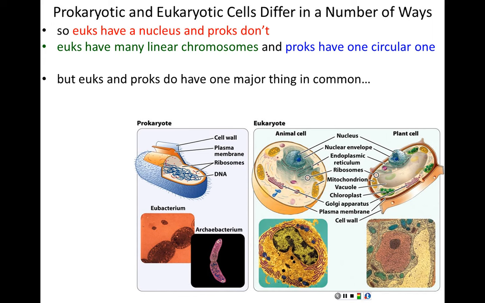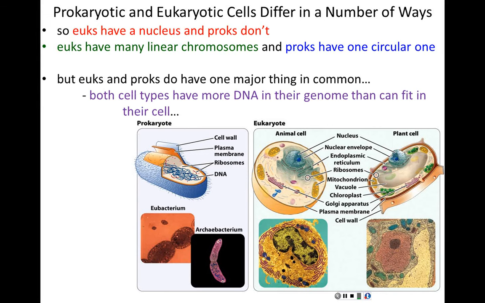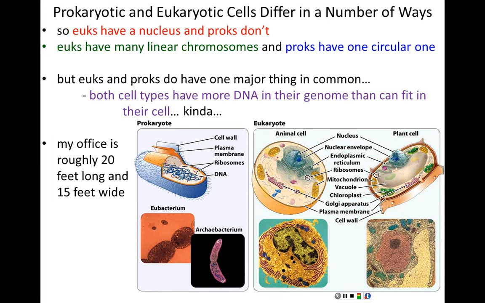But eukaryotes and prokaryotes do have one major thing in common, and that is that both cell types, bacteria and eukaryotic cells, have more DNA in their genome than can fit in their cell. Now, wait a minute. What did I just say? Yeah, it's true. Bacterial cells and eukaryotic cells have much more DNA than can physically fit in their cell. There's 6 feet of DNA in each one of our cells, okay? And obviously each one of our cells is much smaller than 6 feet in diameter. So how do we work around that? Well, it's actually a pretty simple fix.